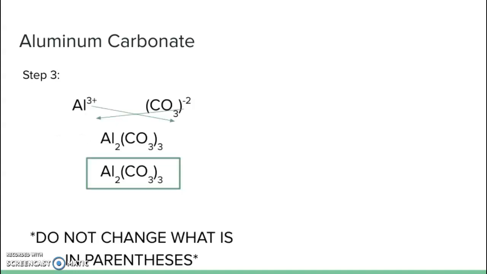And then I can swap, drop, and chop. So my 3 gets dropped down over here, my 2 gets dropped down over here. I can drop my charges, so I have Al2(CO3)3, keep that all together. And then because 2 and 3 do not have a common factor, I can't simplify it, which means I can't chop. So I have Al2(CO3)3.